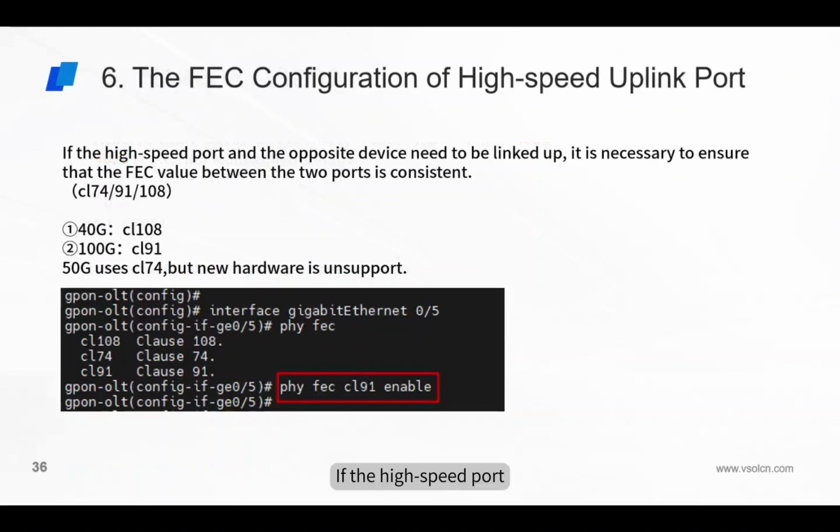If the high-speed port and the opposite device need to be linked up, it is necessary to ensure that the FEC value between the two ports is consistent. 40 gigabit uses CL108, 50 gigabit uses CL74, and 100 gigabit uses CL91. Please note 50 gigabit uses CL74, but new hardware does not support it.